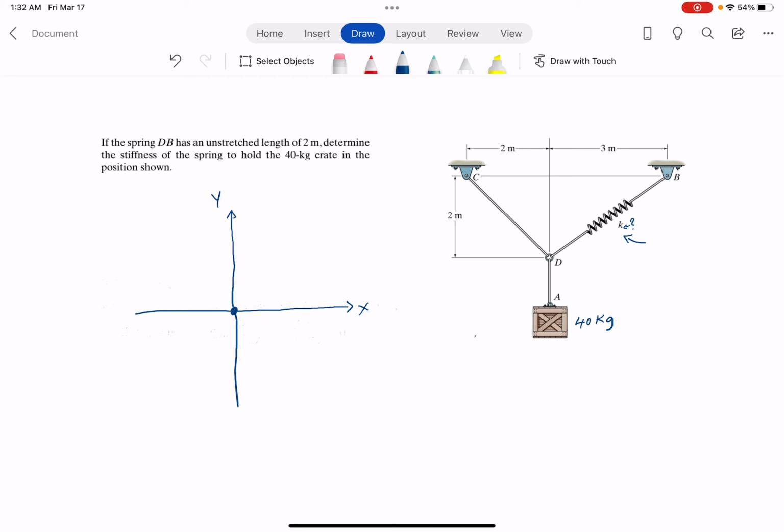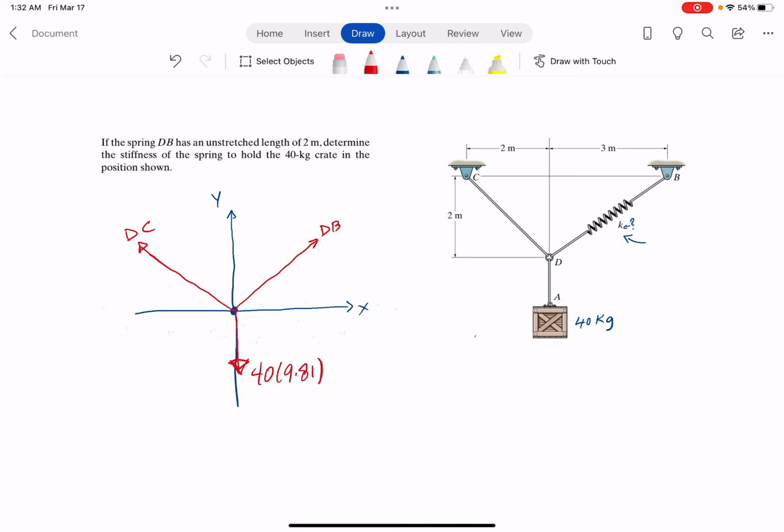Let's look at this point, point D, which will cover all the cables. Cable DB, cable DC, and then the weight. Of course, we should not take the weight as kilogram. We have to multiply kilogram times 9.81. So this one is going to be 40 times 9.81 to convert it to Newton.